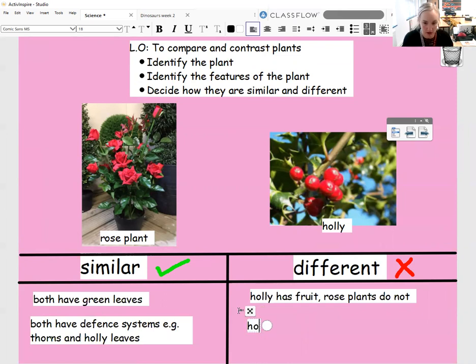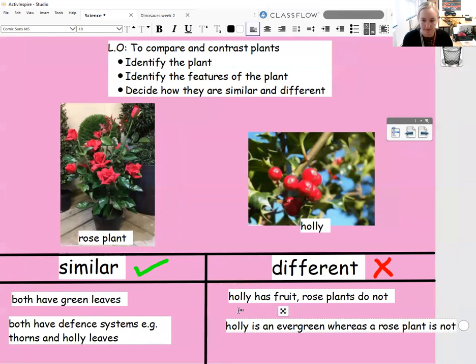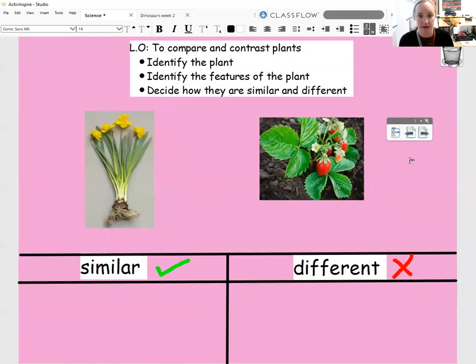Okay, so we can say holly is an evergreen, whereas a rose plant is not. So that's one comparison. Let's have a look at these next two.